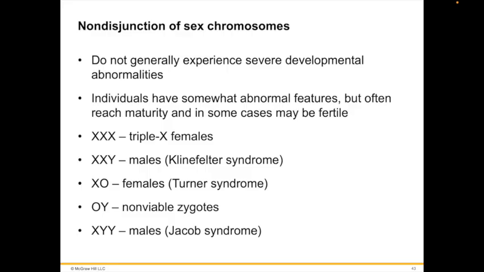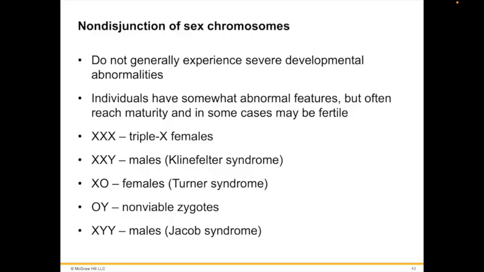Various combinations of these gametes and normal gametes lead to zygotes with sex chromosome aneuploidies. So you have XXX, XXY, XO or OY, and XYY. The most extreme case is the complete lack of an X chromosome, OY, which results in embryonic lethality.